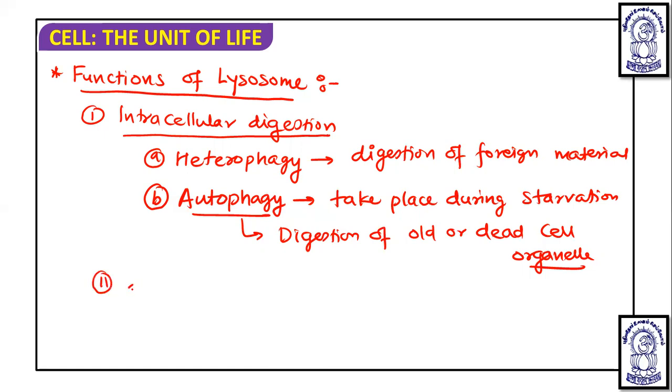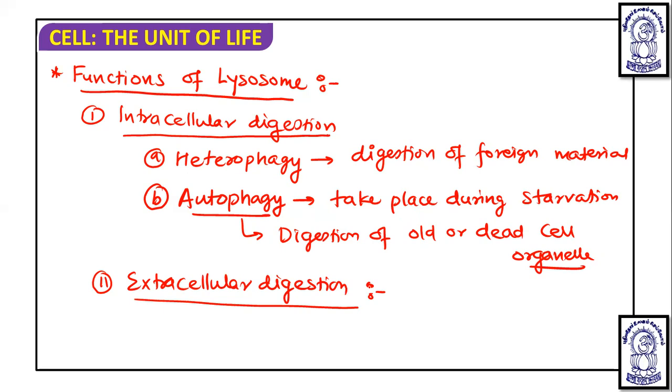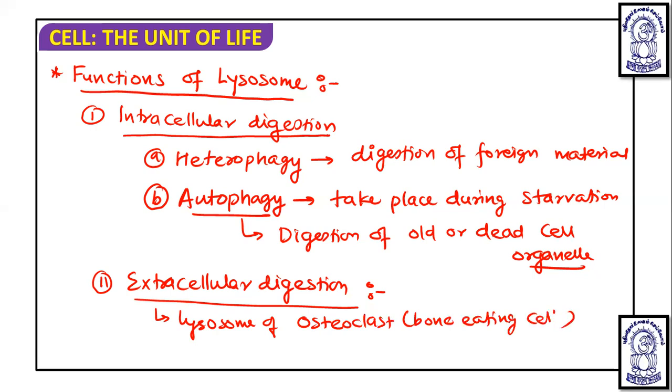Apart from this, they also carry out extracellular digestion. And in extracellular digestion, if we take an example of lysosome of osteoclast, that is bone eating cells, they dissolve unwanted parts of bone by this osteoclast lysosome activity. Okay, so this is the extracellular digestion.